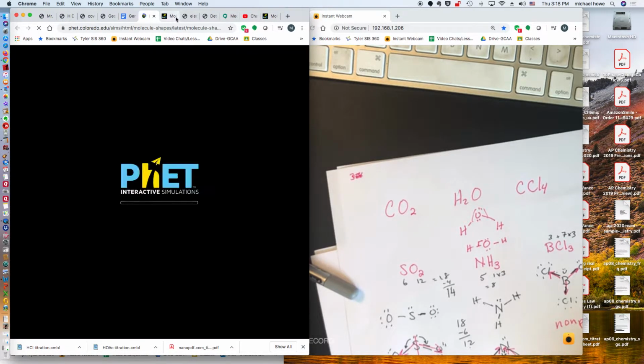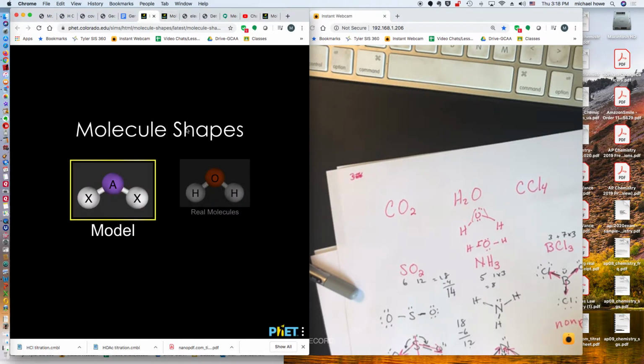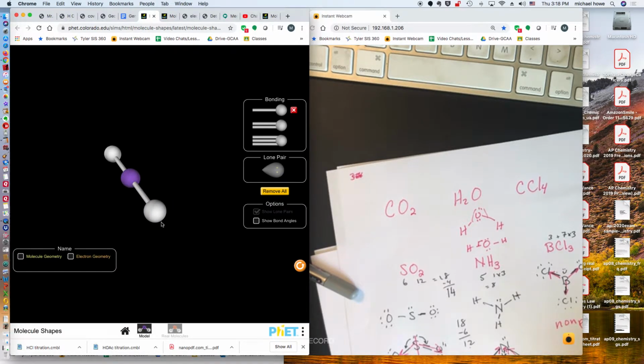So we'll open it up. And it's going to look like this when you open it. You're going to have a model choice, and you're going to have real molecules. We're going to look at the model first. So here are three atoms. You should be able to move these around. It's kind of fun to do that. But you can click out here, and they go into their natural shape.